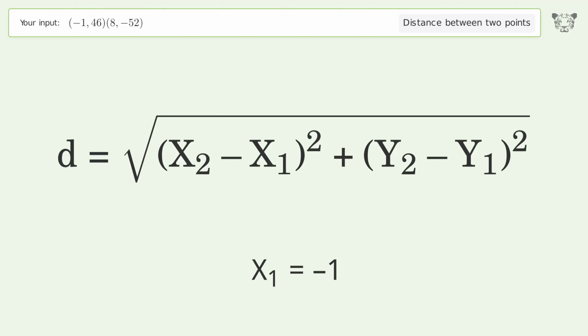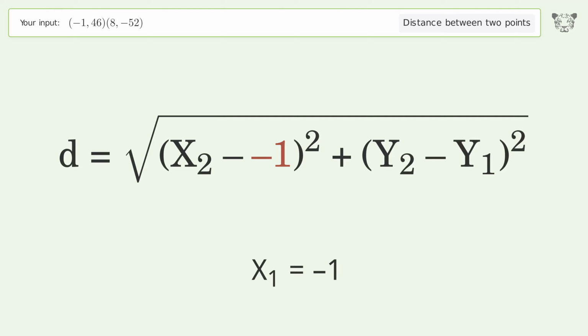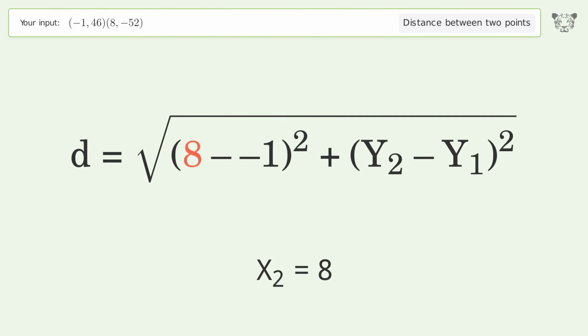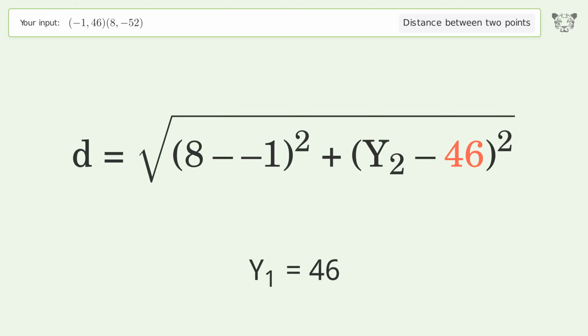x1 equals -1. x2 equals 8. y1 equals 46. y2 equals -52.